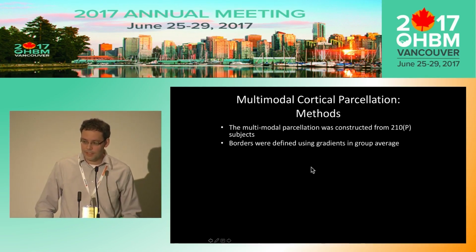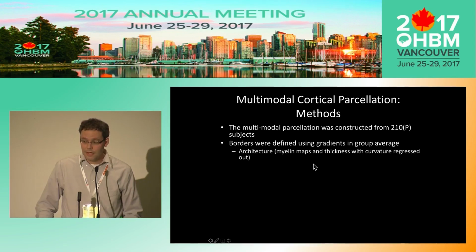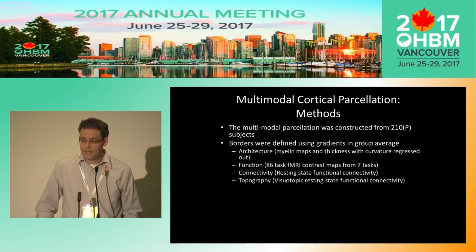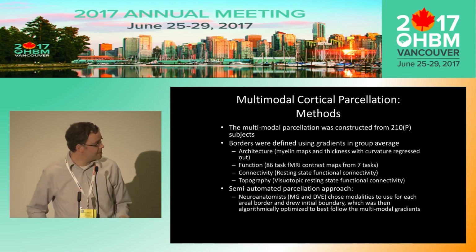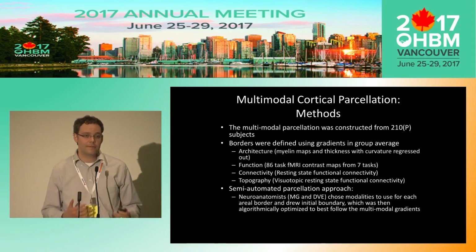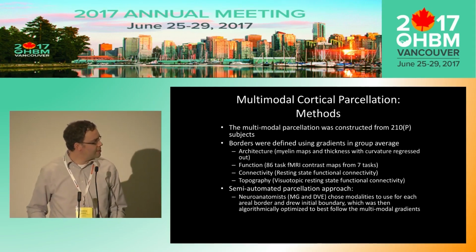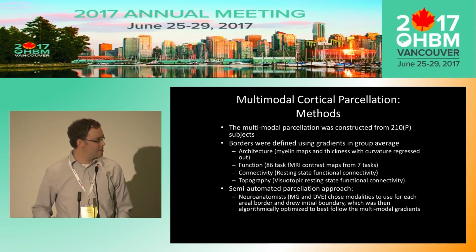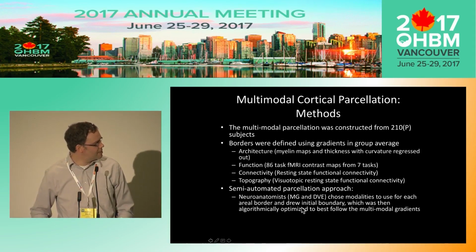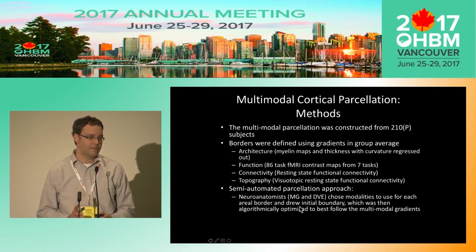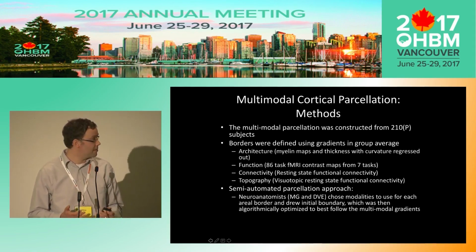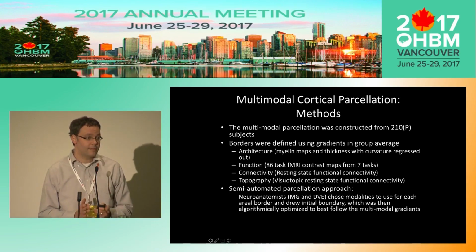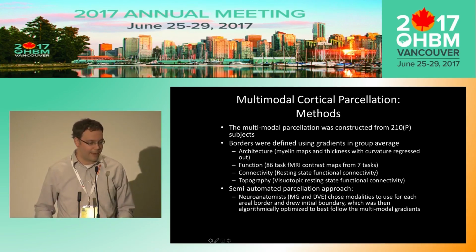Borders were defined using gradients in the group average data. We used the architecture, function, connectivity, and topography, and we used a semi-automated parcellation approach, which basically the neuroanatomists, myself and David Van Essen, we looked at the different modalities and we saw, for a particular border, which ones seemed to be informative. And we drew an initial boundary where we thought the boundary was. And then we used an algorithm to take all of the information that we had chosen, multiple modalities, so it could be the resting state gradient, the task ephemeris, the myelin, and actually weight those together and pick a best path between them.